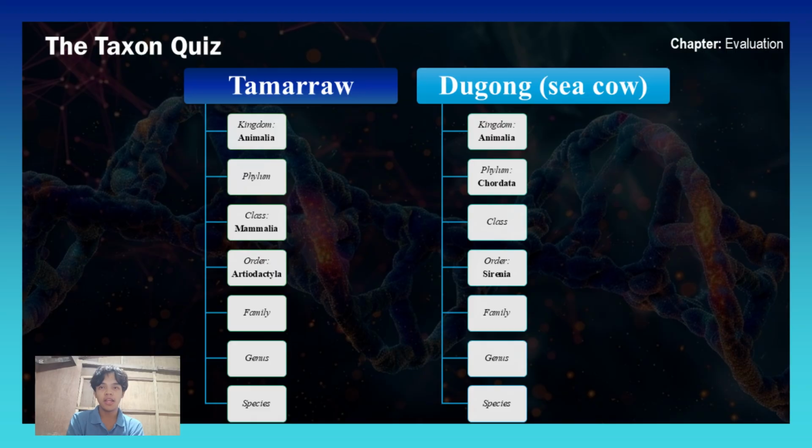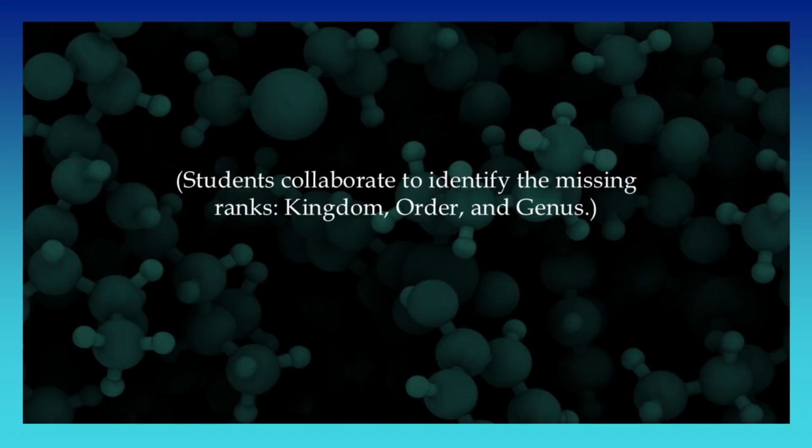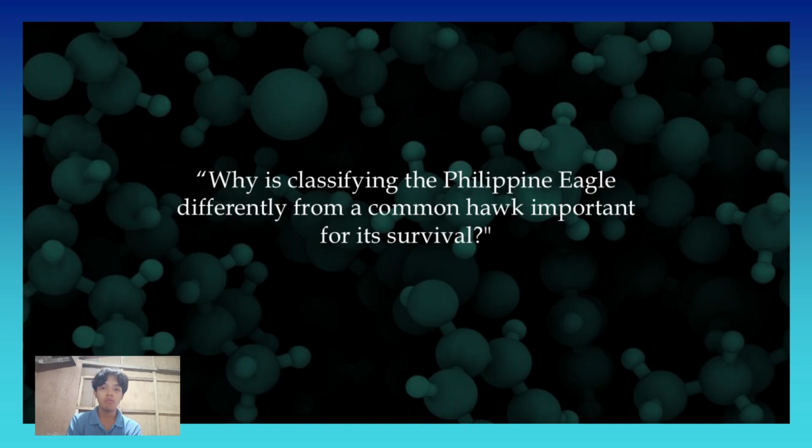Class, before we end, I will show a table with missing taxonomic ranks for Tamaraw and Dugong or Sikaw. Work with your seatmate to fill in the blanks using the clues provided on the screen. You can use the internet for filling out the taxonomic ranks for the following animals. Class. Finally, in one sentence, why is classifying the Philippine eagle differently from a common hawk important for its survival?